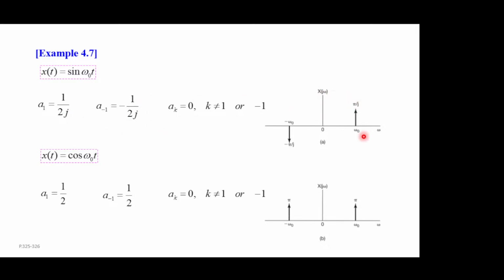So you plot its spectrum, and it has delta functions with area pi over j at omega naught and minus pi over j at minus omega naught. Similarly for cosine, which is a complex exponential plus another complex exponential, you plot its spectrum here: this is pi and pi, at omega naught and minus omega naught. Any question?